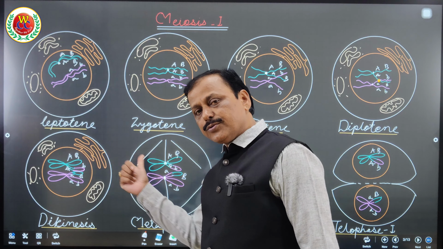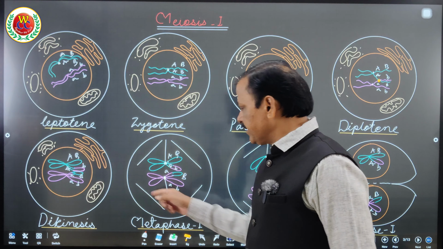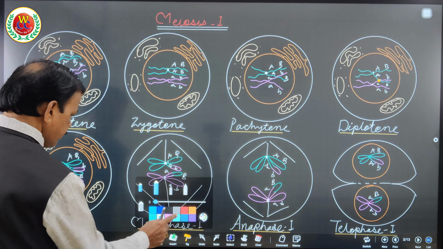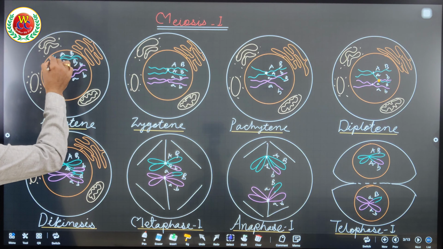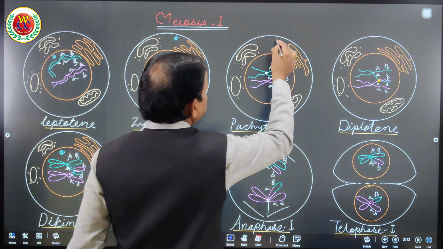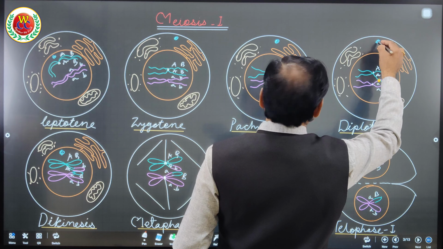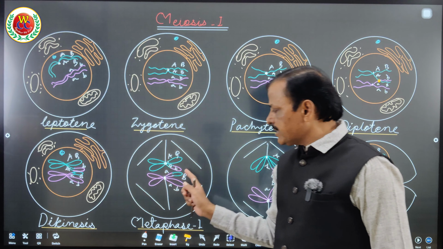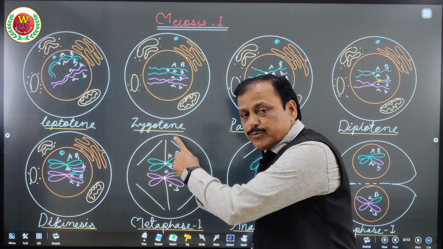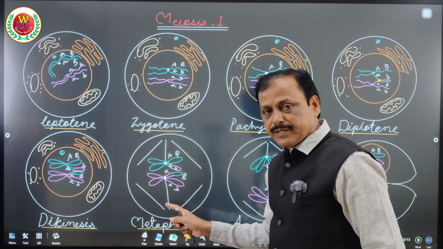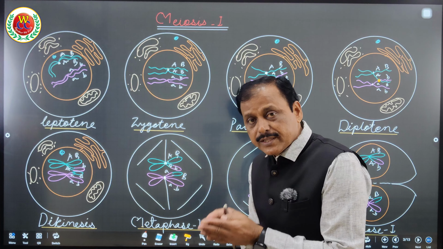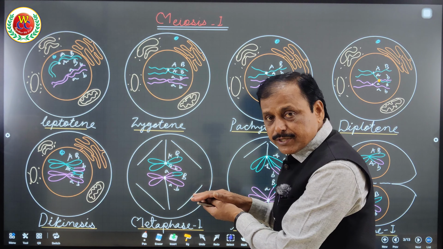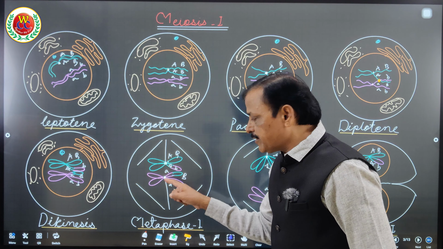Now the cell enters metaphase 1, where the nuclear membrane and nucleolus all disappear. Although I have not drawn the nucleolus, we have to consider that the nucleolus is there at every stage, because till the metaphase stage the nucleolus is intact. But when the metaphase stage comes, the nucleolus also disappears. The nuclear membrane and organelles disappear, the centriole splits and moves to opposite poles and forms the spindle fiber. See, these are the spindle fibers. The chromosomes gather at the equator as pairs: 23 pairs of homologous chromosomes gather at the equator, where spindle fibers attach to their centromeres.